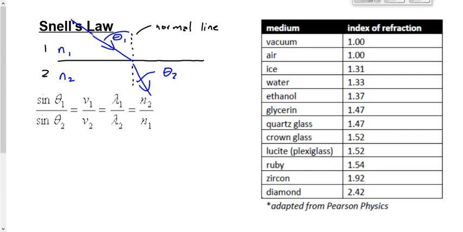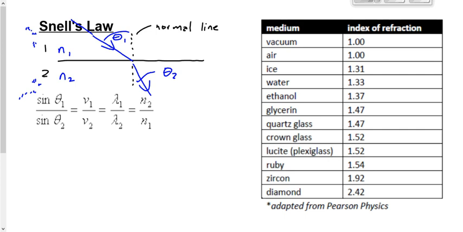V1 would be the speed up here in medium 1. V2 would be the speed down here. Lambda 1 would be the wavelength up here, and lambda 2 would be the wavelength of the EMR down here. Notice what's not there? Frequency. Why not? Because the frequency doesn't change. The angle changes, the speed changes, the wavelength changes because of the change in index of refraction, but the frequency doesn't change.